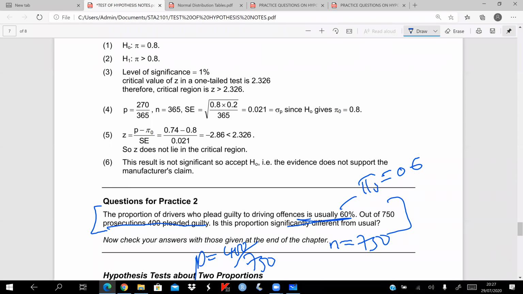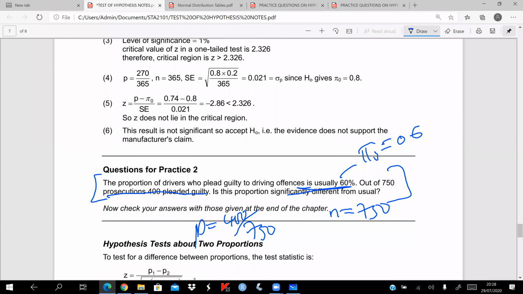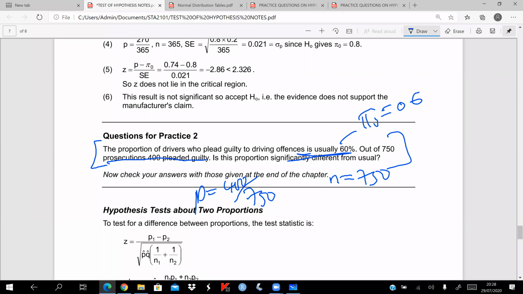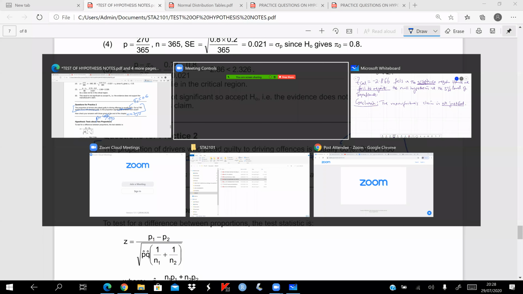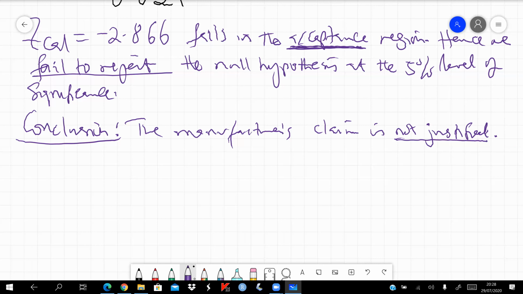You can solve this and let me know through the WhatsApp group. You can even share with your friends and see if you get the same thing. If there are disagreements, I can come in, but these are very simple questions. So try that at home, so that in the remaining minute or two we look at hypothesis testing about two proportions. I'll be repeating myself, so some of you may get bored.